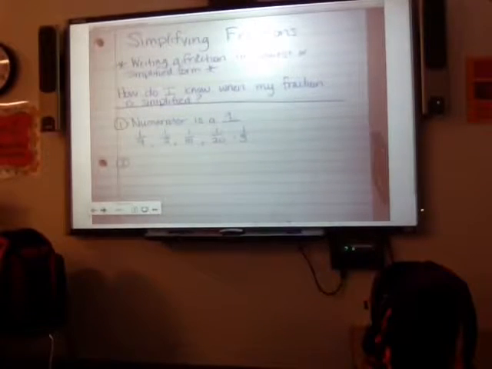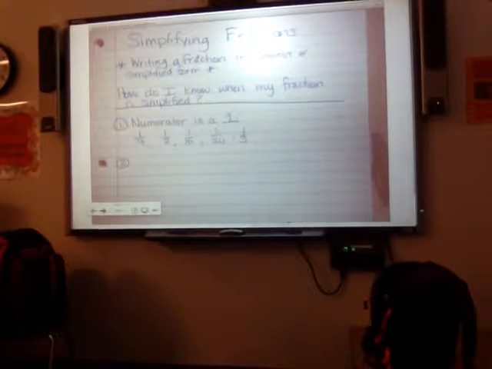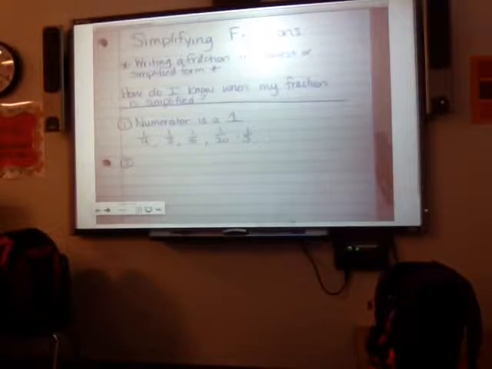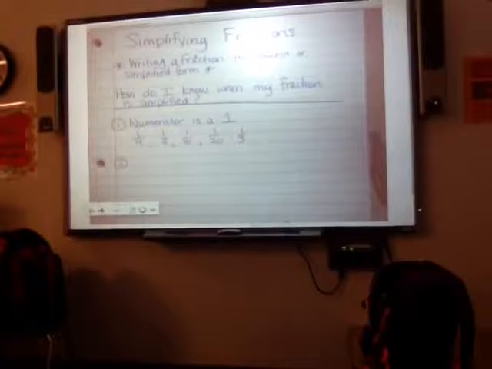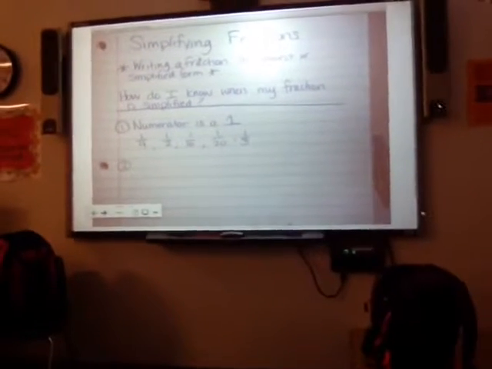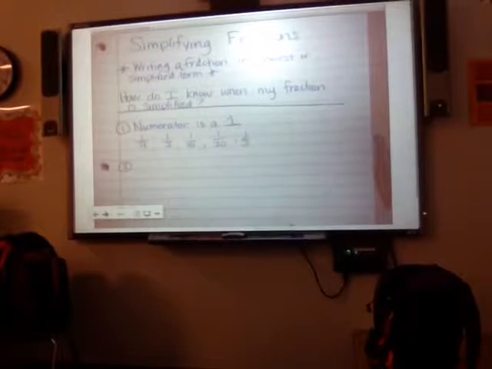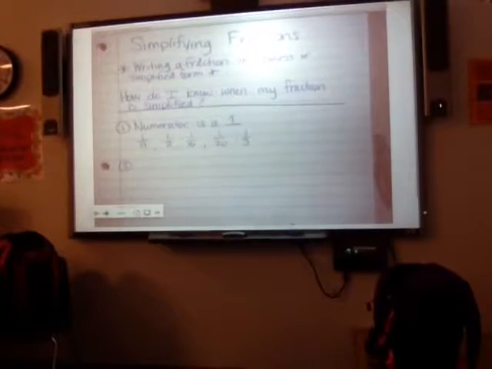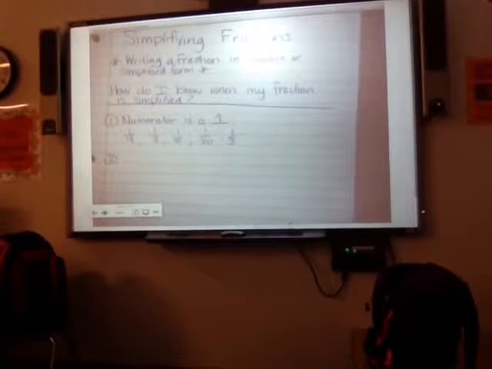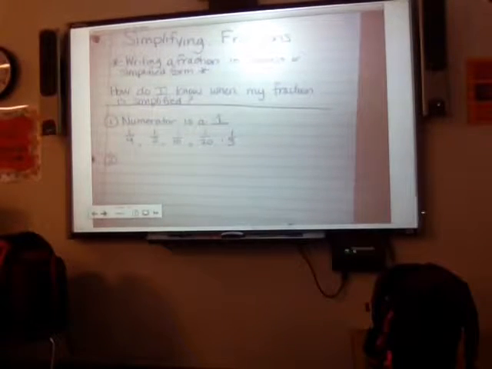Okay, so to review, what we're working on is how to simplify fractions. Okay? And again, when you're writing a fraction in its simplest terms, you are simplifying that fraction. Okay? So now we're going through the 4 things that are going to help us remember, how do I know it's a self-check if I reduced my fraction correctly? Or just like I said, have I simplified my fraction correctly?